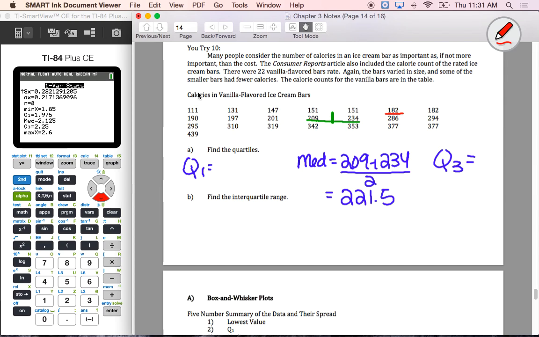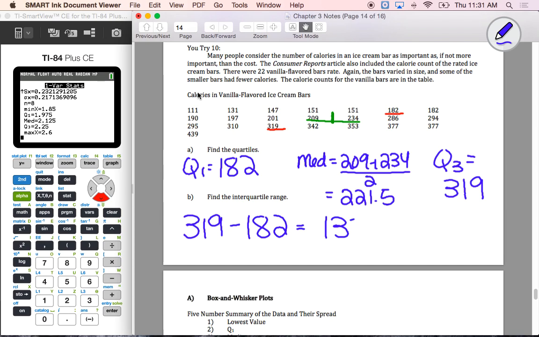Again, I include the 209 because 209 is not the median. You only include numbers that are not the exact median value. Now for our next group, I go from 234 to 439. If I count those, my middle number should be 319. So my Q1 should be 182. My Q3 should be 319. So when I subtract those, I take 319 minus 182, and we get 137.